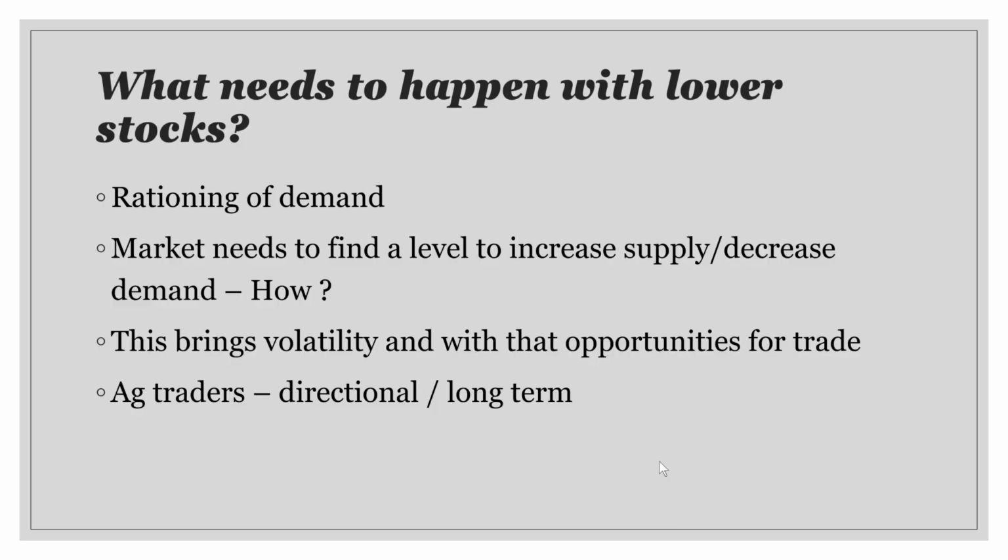So what happens when you have stocks coming down? Basically, you need to ration demand, and to ration demand means prices have to go higher, and the market needs to find a level to increase supply. Basically, the market needs to work to a price point where the farmers are happy to plant more corn and more beans to take away acres from other crops. And when this happens, it brings about volatility, and with volatility, it gives opportunities for trade.